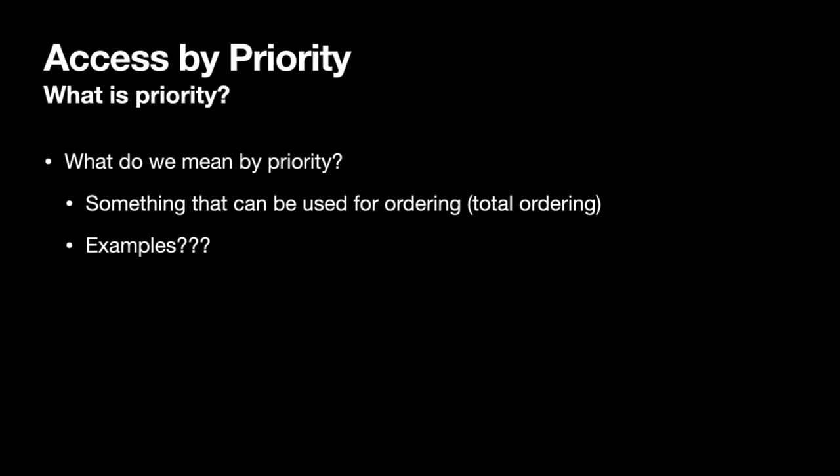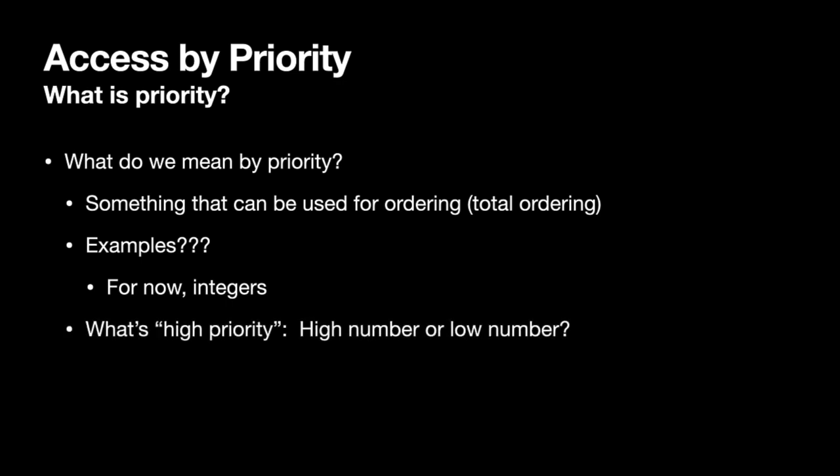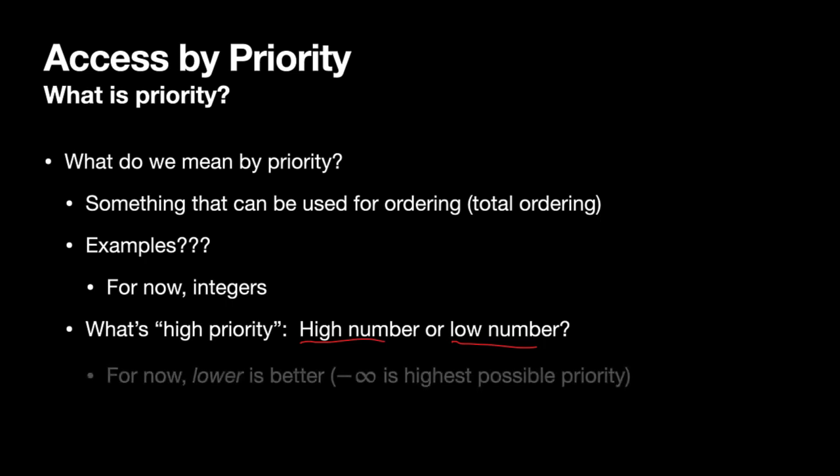For the examples that we're going to be doing here, we're going to focus on using integers. You can associate a specific numeric value with every patient, and some values will represent higher priorities than other values. So how do we decide that? There are two major options when using numbers for priorities. You could pick a high number representing the highest priority or a low number representing the highest priority. It's pretty common in computing to use the lower number to represent a better option or a higher priority option. So that's what we're going to do.